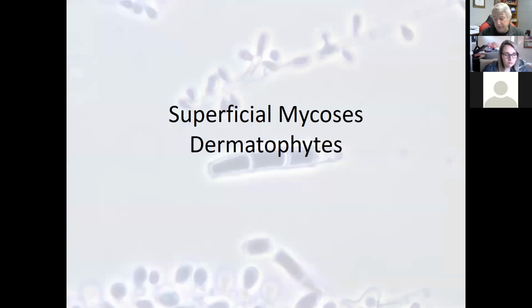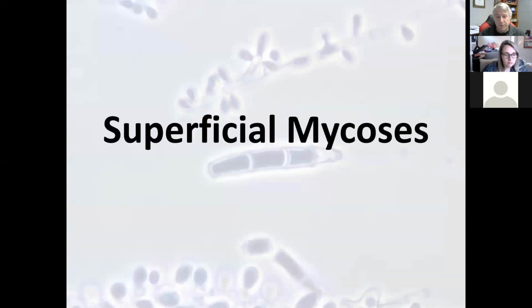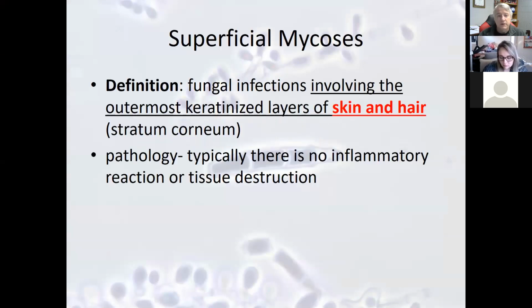But I forgot. So superficial mycosis. These are fungal infections involving the skin and hair, the outermost keratinized layers, stratum corneum. Pathology: typically there's no inflammation, reaction, or tissue destruction. So these are the ones we've seen from the slideshow, which was showing discolorization. So it looks like, oh, that's just somebody that has a birthmark, or somebody that just has darker skin in that area. And it could actually be a fungal infection.